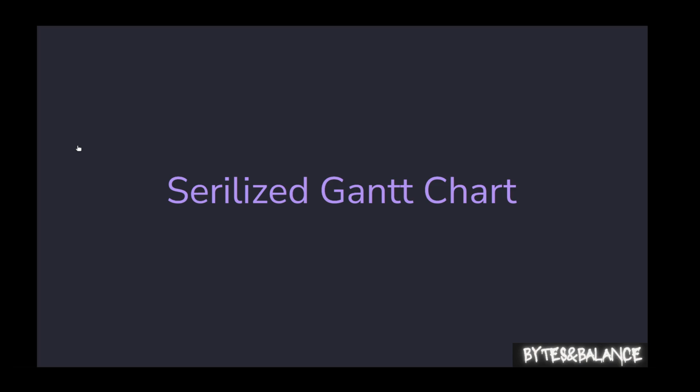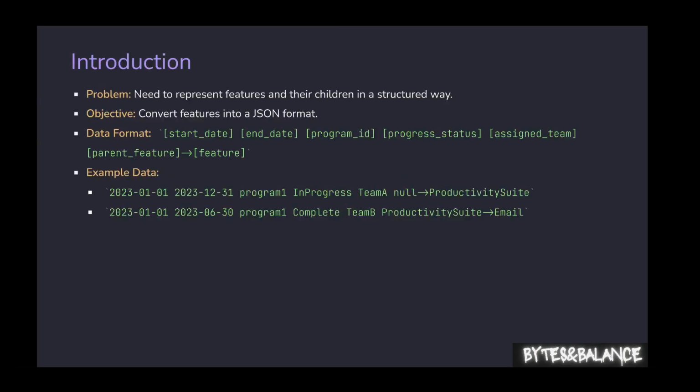The horizontal axis of a Gantt chart represents time, and the vertical axis represents tasks. In this program, we aim to convert the components of a Gantt diagram into a JSON representation. I am tackling the problem of representing a set of features and their relationships in a structured JSON format.